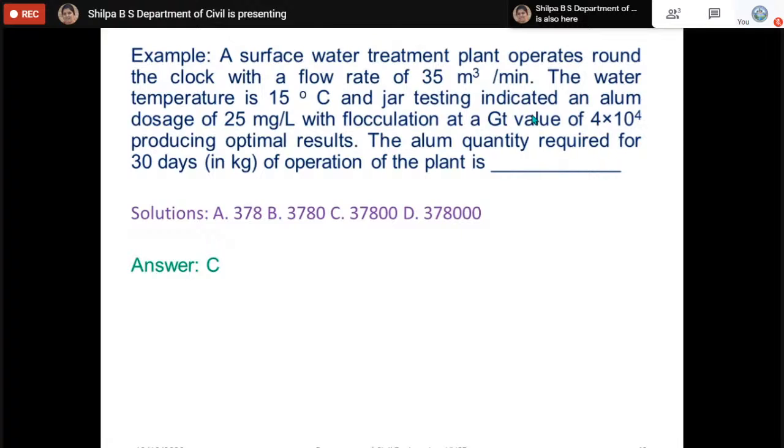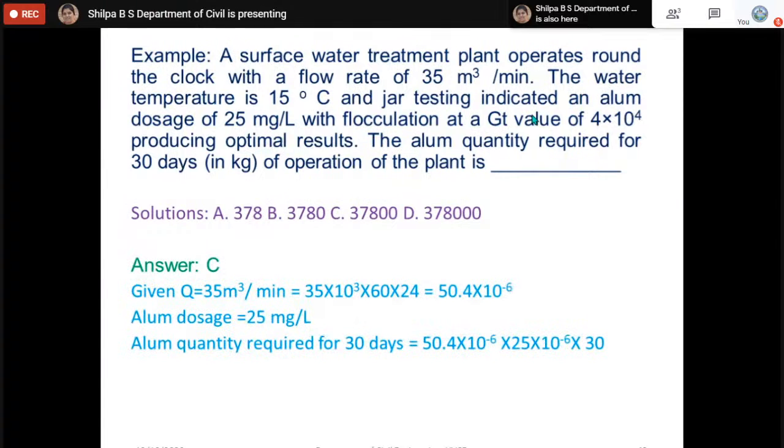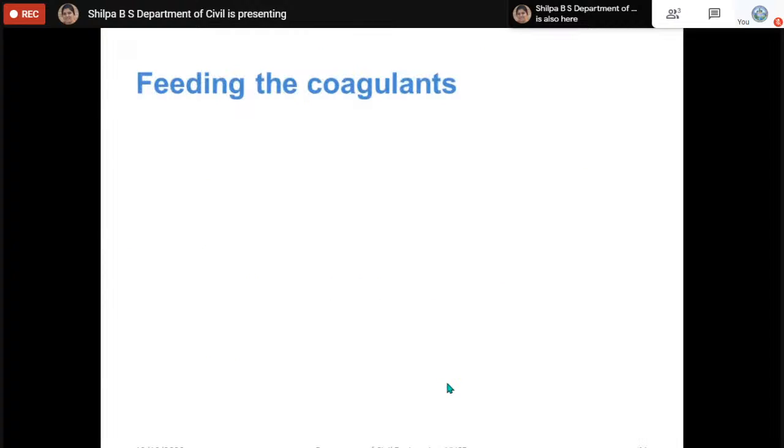So we will get 50.4 into 10 to the power of minus 6. And the alum dosage is 25 milligram per liter. So for the alum quantity required for 30 days, we multiply the flow rate by the alum dosage, that is 25, expressed in milligrams. To convert into kg, we multiply by 10 to the power of minus 6. This is for 1 day. For 30 days, we multiply by 30. So we will get the answer as 37,800 kg. So the answer is C, 37,800 kg of alum is required.